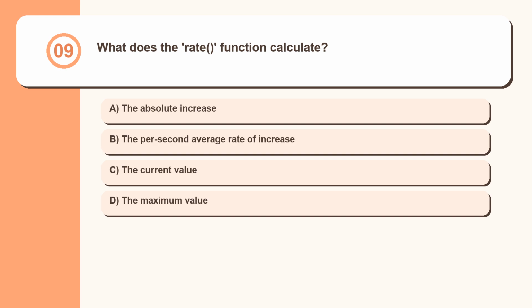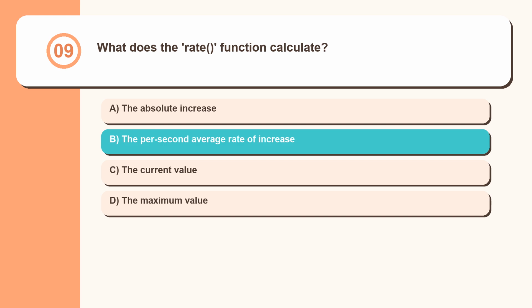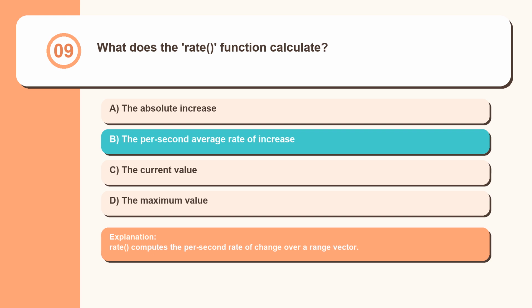Question 9. What does the rate function calculate? The absolute increase, the per second average rate of increase, the current value, the maximum value. Rate computes the per second rate of change over a range vector.